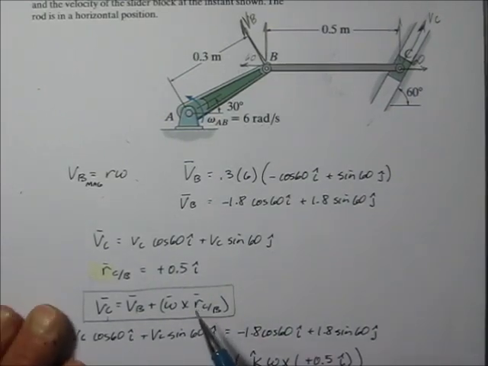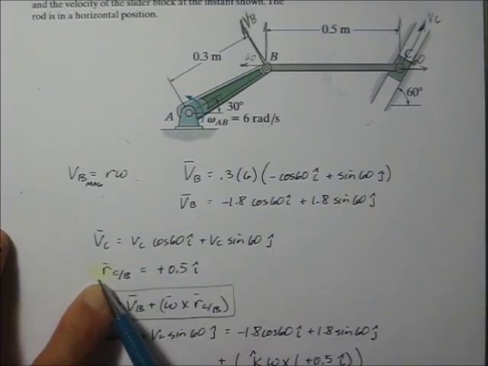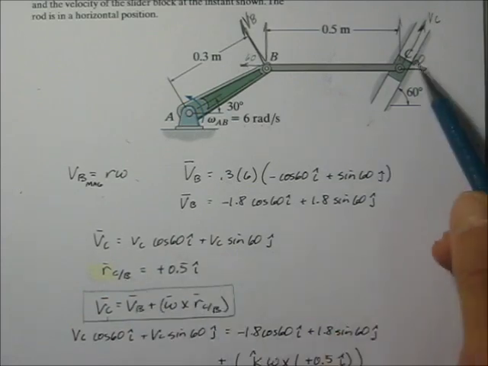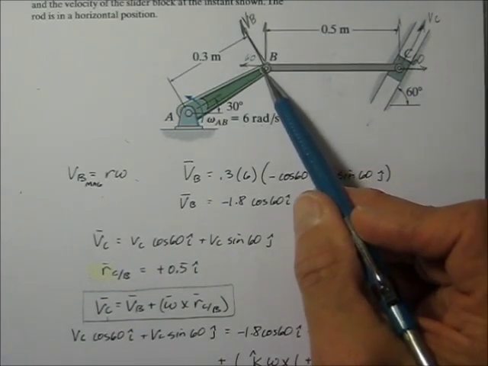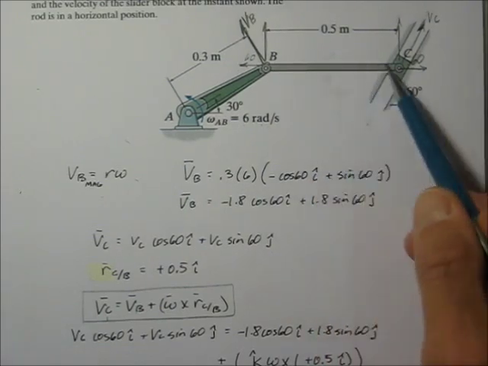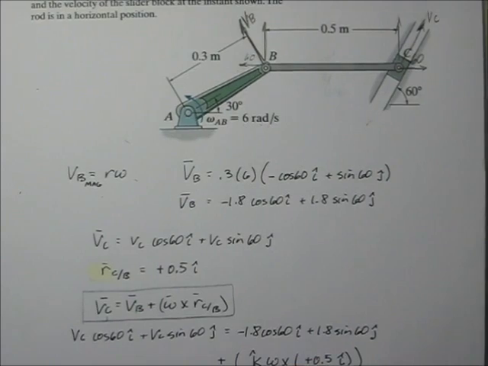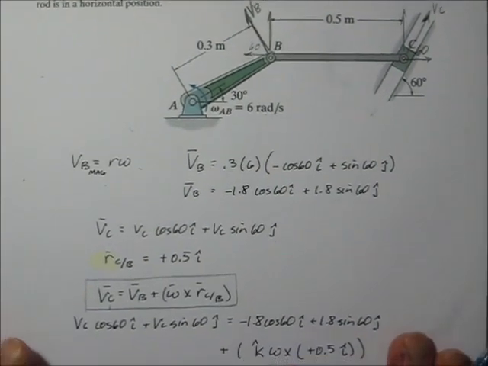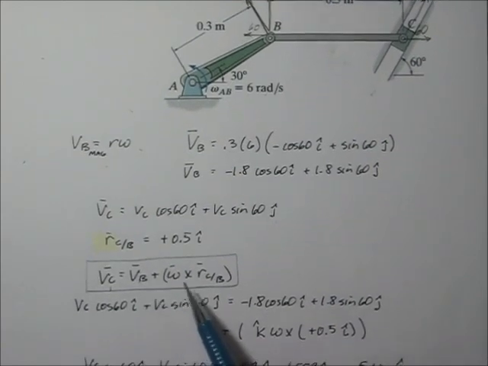Now, the with respect to term is a position vector, and we're going to say that r, the position of C with respect to B, here's C, and with respect to B. So if I'm standing on B where C is, I'm only going in that direction, so it'll be plus 0.5 in the i direction, so that's all that is. Okay, now let's write the whole equation out. Velocity of C is the velocity of B plus omega cross r of C with respect to B.